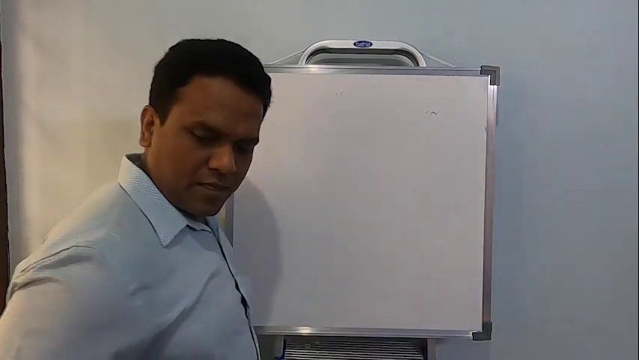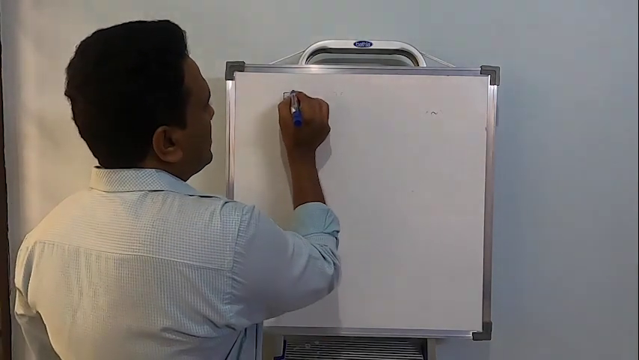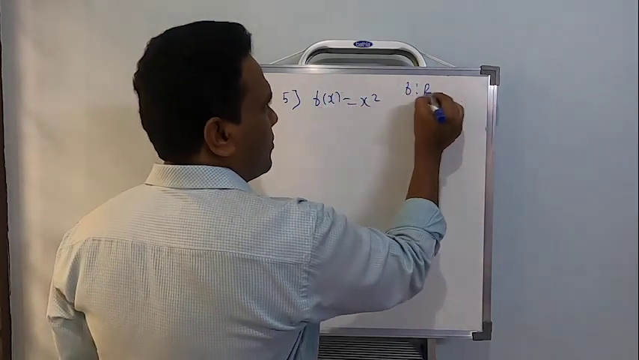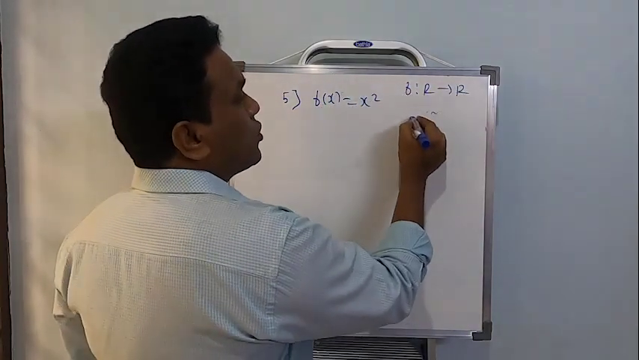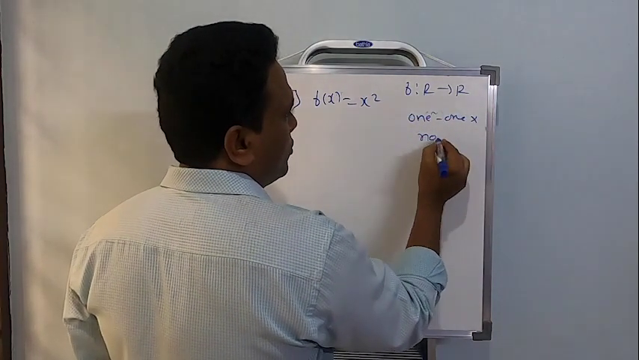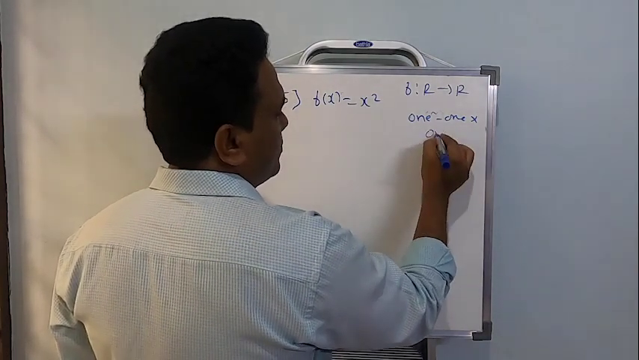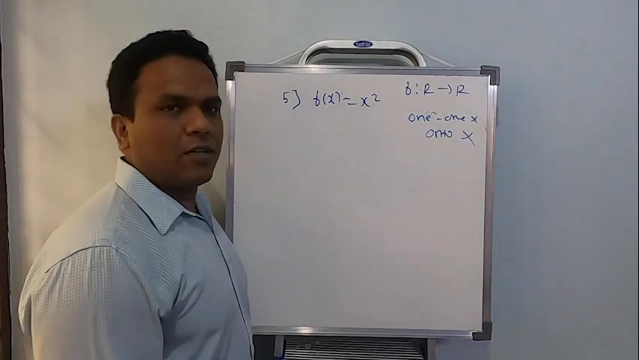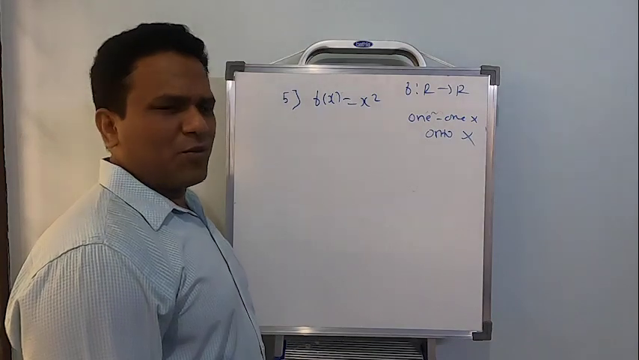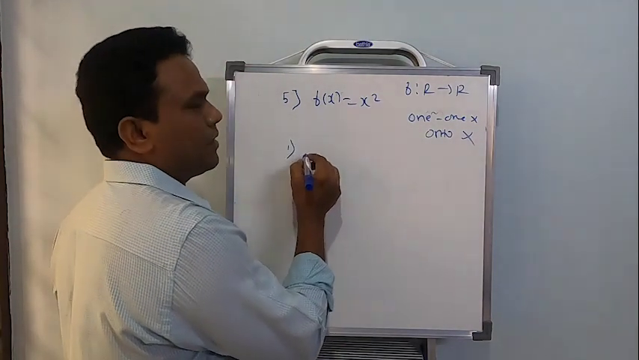Now let's move to the next problem, number 5. Problem number 5 is defined as: f of x equal to x square, defined from real numbers to real numbers. Show that it is neither one-one nor onto. That is what we have to prove. Better to go with an example. Usually it will be a problem for 1 mark or 2 marks. So how to check for one-one?